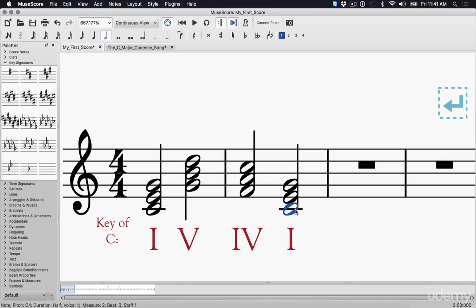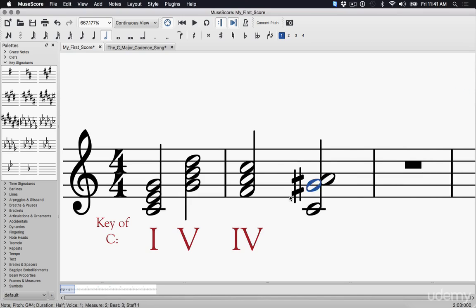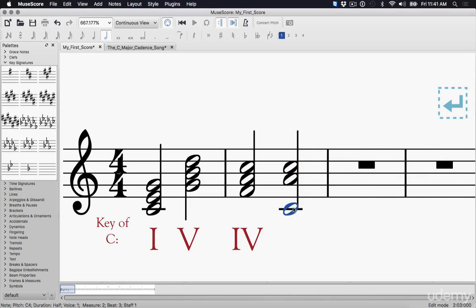Let's change this one to a minor chord. Let's keep it in root position for now. Oops, whoa, what did I do there? Okay. Now we have a what?